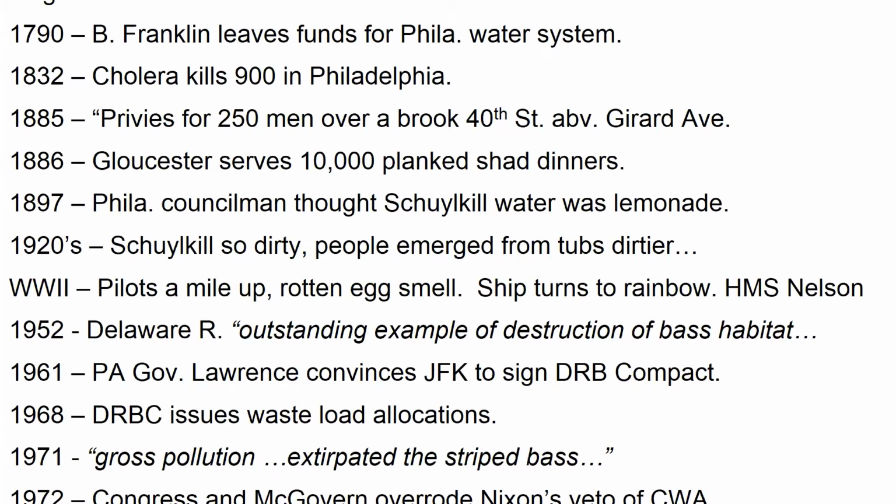Wastewater sanitary engineering in 1885 did a sanitary survey. They just had privies. That means the waste went right through the hole in the floor at Girard Ave. At Gloucester, the water was still clean enough. They were serving 10,000 planked shad dinners in 1886. In 1897, a Philadelphia councilman, right, David, in the Inquirer, thought that the Schuylkill water took a glass of lemonade. The Schuylkill was so dirty that people emerged from the bathtubs dirtier than when they went in.